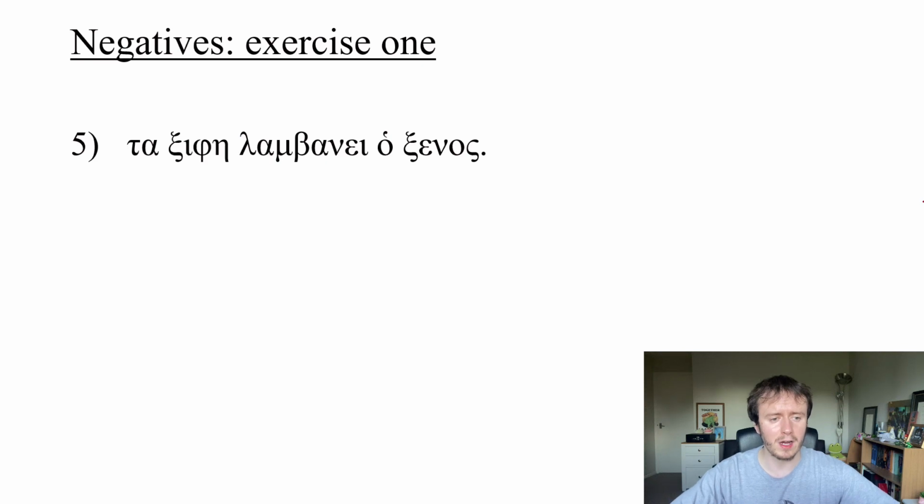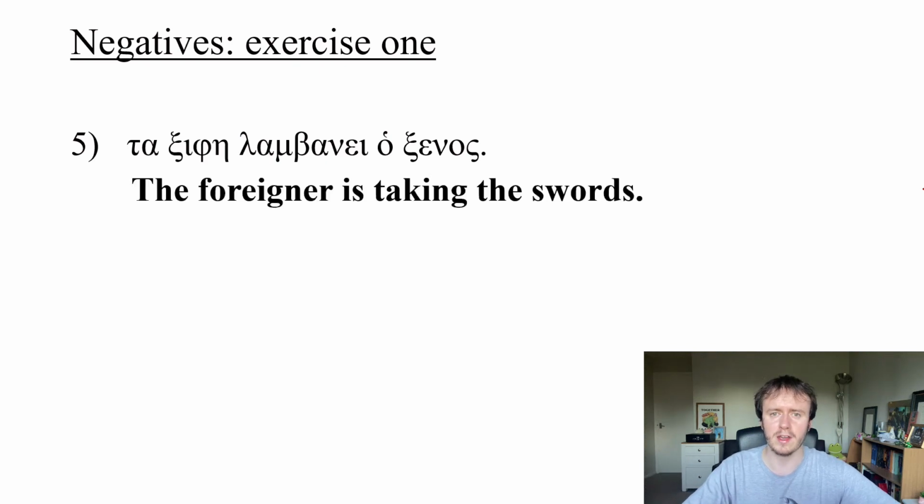Okay, and then number 5 was tas xiphē lambanei ho xenos. This should have been translated as the foreigner is taking the swords, or the stranger is taking the swords. Or alternatively, the foreigner takes the swords, or the stranger takes the swords.